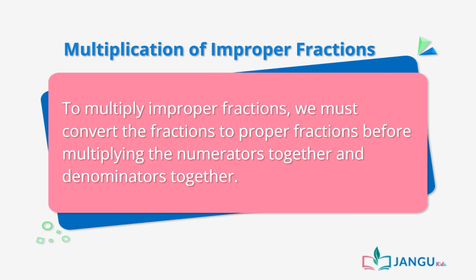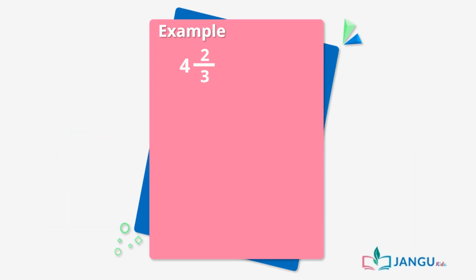To multiply improper fractions, we must convert the fractions to proper fractions before multiplying the numerators together, and of course the denominators together as well. For example, for 2 whole number 1 over 3 times 3 whole number 1 over 2, 2 whole number 1 over 3 is equivalent to 7 over 3 when converted to an improper fraction, while 3 whole number 1 over 2 is equivalent to 7 over 2 when converted to an improper fraction.